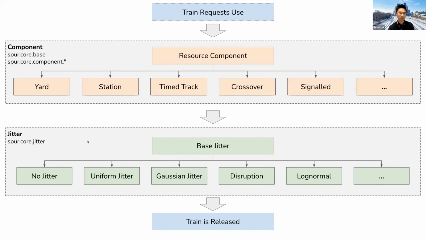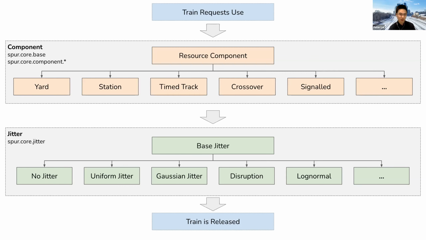And we also have jitter, which is what models stochasticity in Spur. So it perturbs certain parameters, a common one being the dwell time or travel time. And it could be a fixed value, it could come from a random distribution, and there's flexibility in the different types of distributions we can use for it.